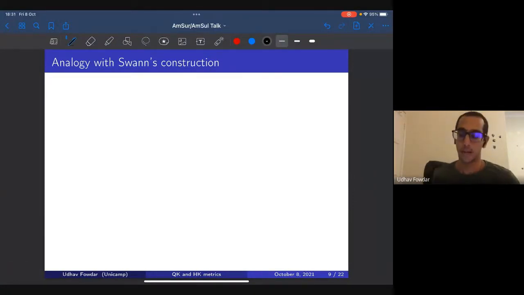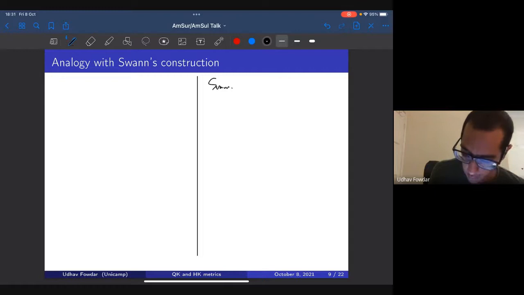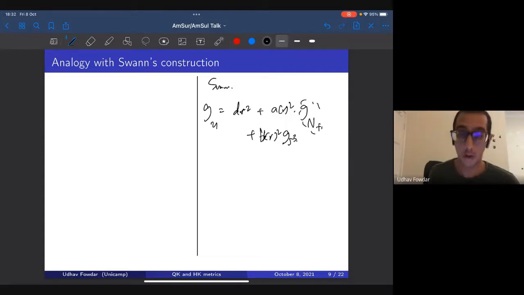Okay, so let me go back to the analogy with the Swann construction at this point. In the Swann case, we started with a Quaternion-Kähler metric, G n plus, let me call it this way. So you started with some function dr squared on the radial coordinate. We made an ansatz in the following way. Remember, we start with a positive scalar curvature Quaternion-Kähler metric, which I'm denoting here by G n plus, and it has fiber R4, which was essentially R plus cross S3, and then you rescale the size of each of these things by some function B here and some function A here, which are functions of the radial, the geodesic coordinate. And he solved for the four-form being covariantly constant.